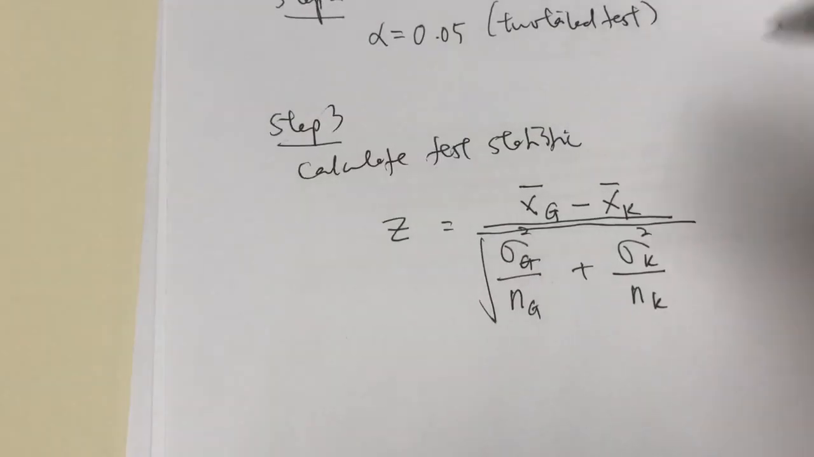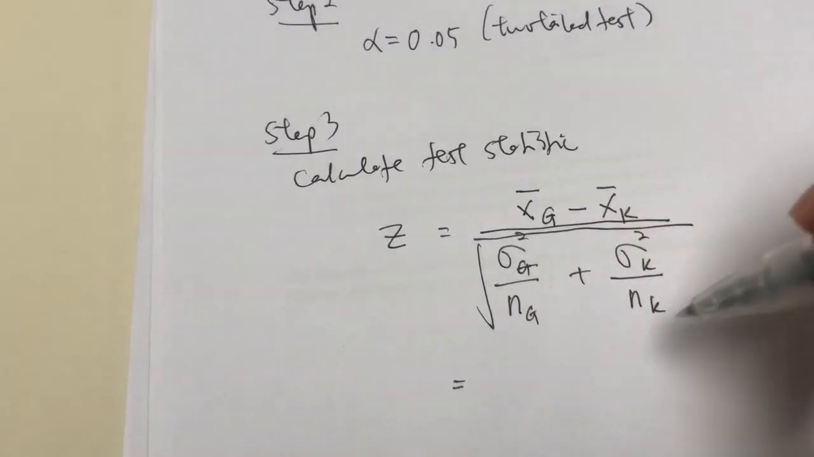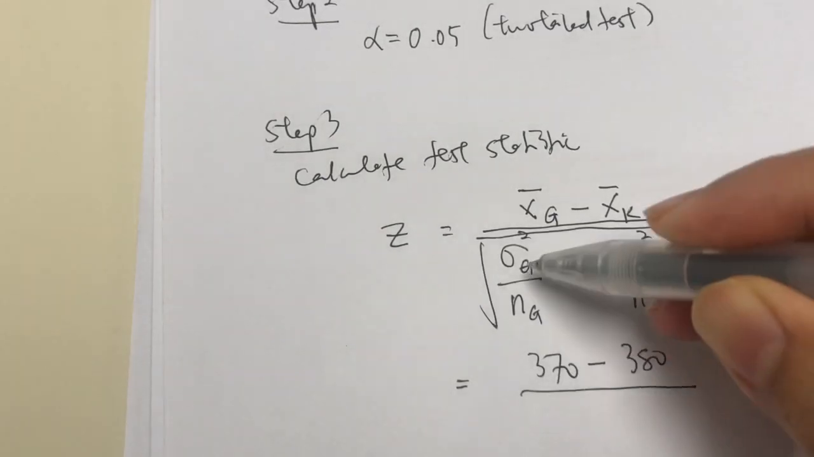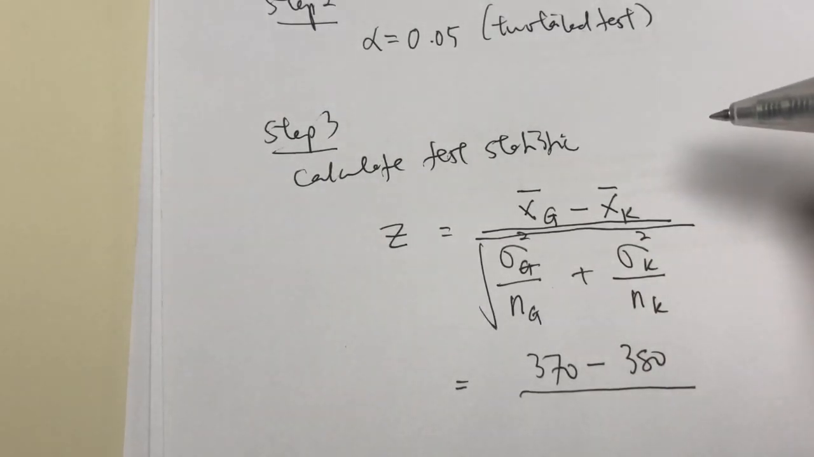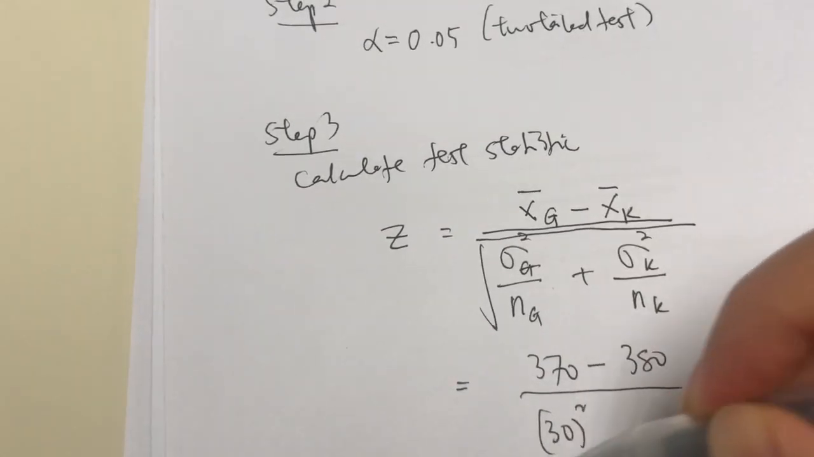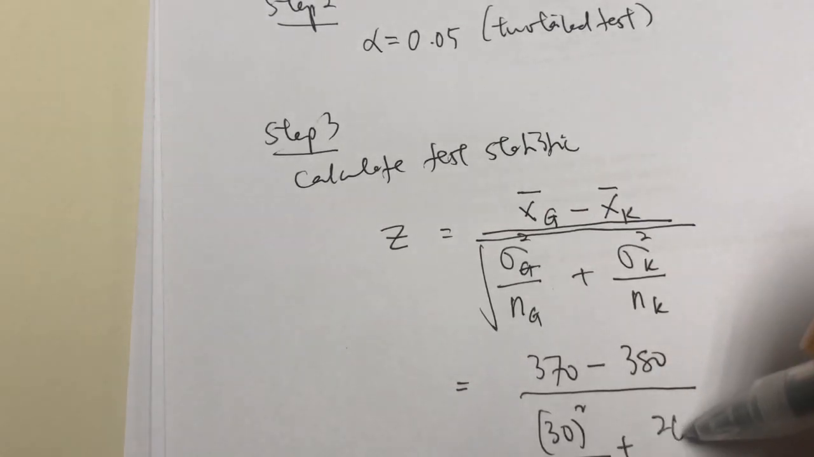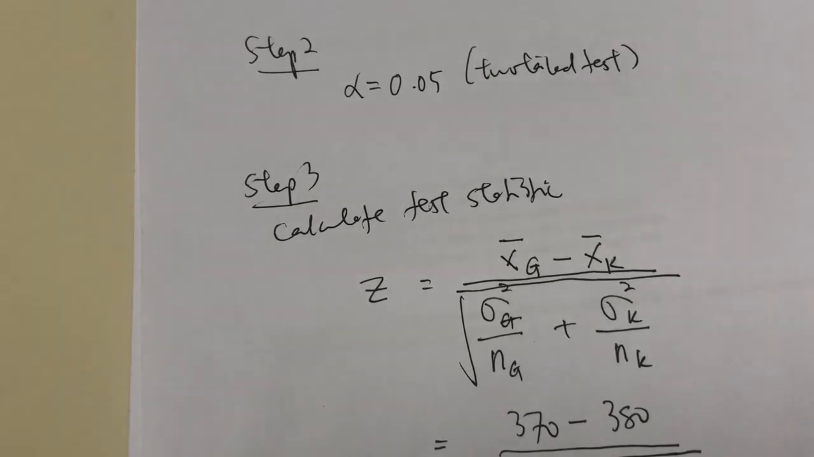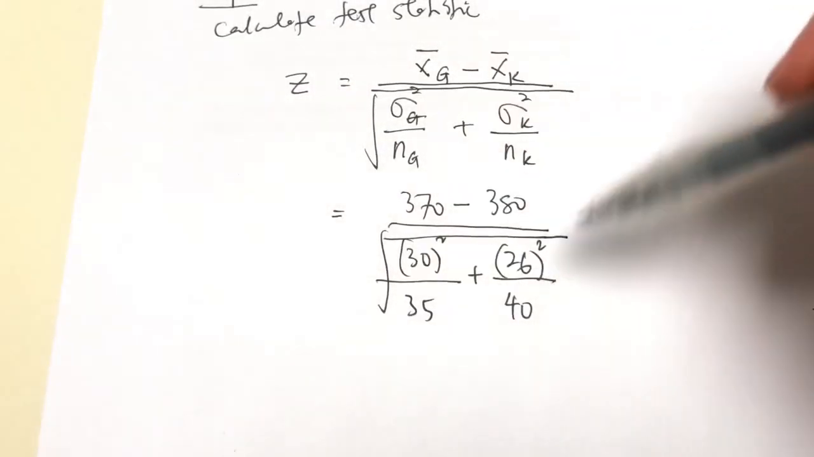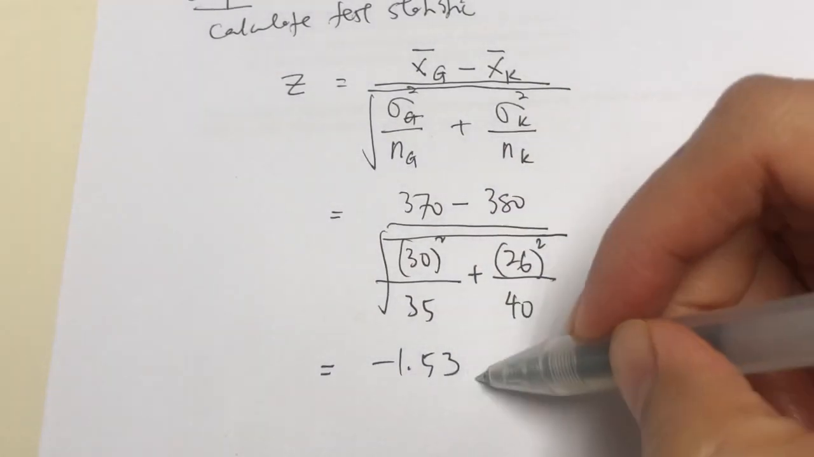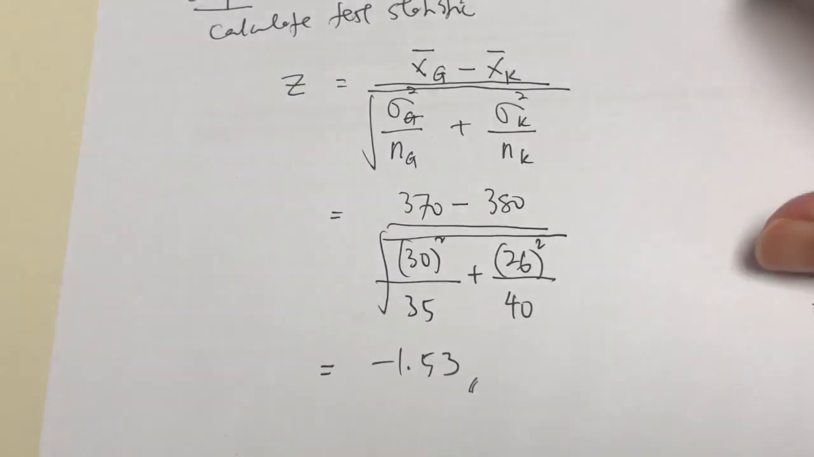So we just plug in all the figures that we've identified earlier. Up here is 370 minus 380 over, what they gave us just now was standard deviation, so make sure to square it because here is variance, 30 squared over 35 plus 26 squared over 40. Square root this. I'll give you time, so why don't you pause the video for a while and calculate that. Once you solve this, you will get a minus 1.53. So this is the test statistic for this particular case.